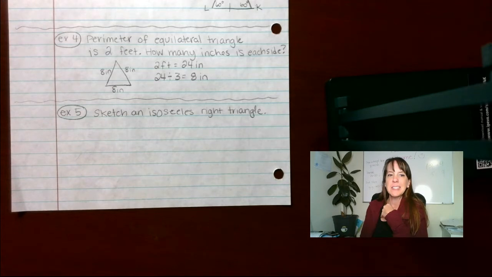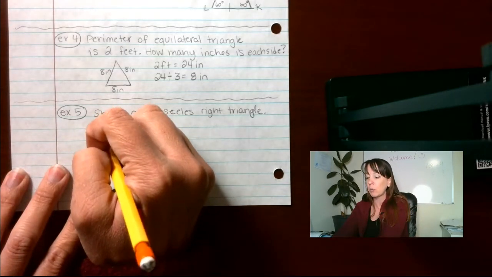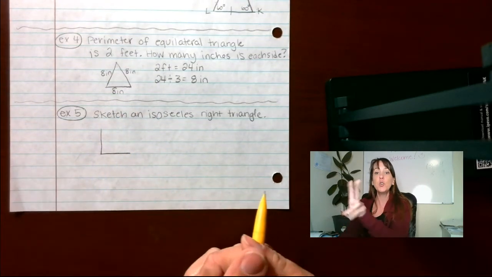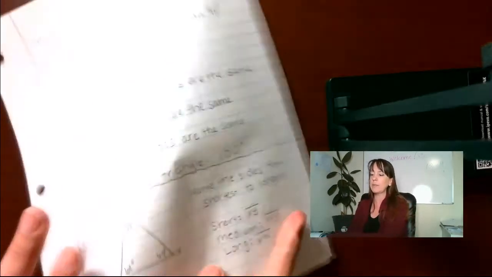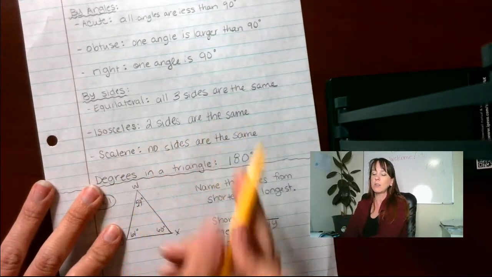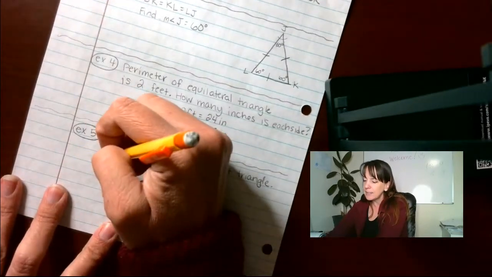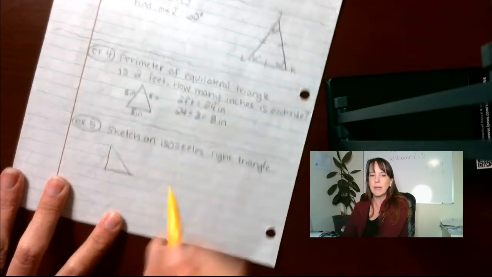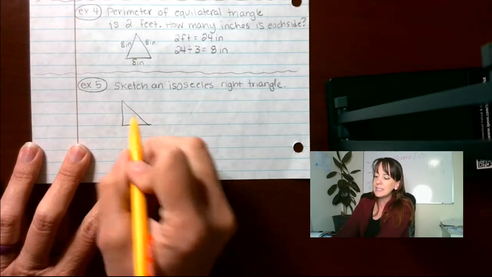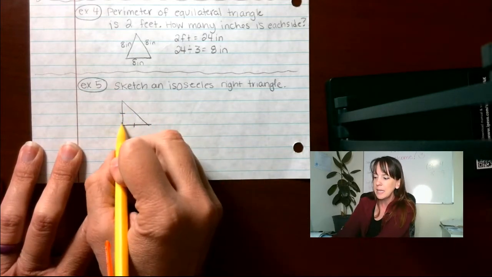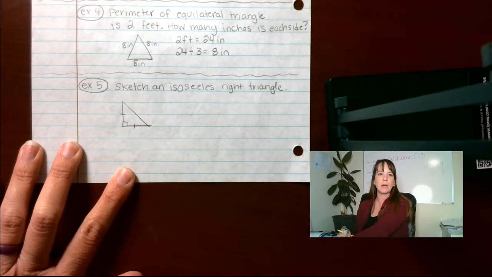Okay, for example number 5, it says sketch an isosceles right triangle. First things first, we need a right angle in here. Isosceles, remember, means that we have two sides that are the same. So we can't have this long bit be the same as the other. So this is the same as this. Those little dashes indicate that those are the same. And this little guy right here means that it's a right angle.